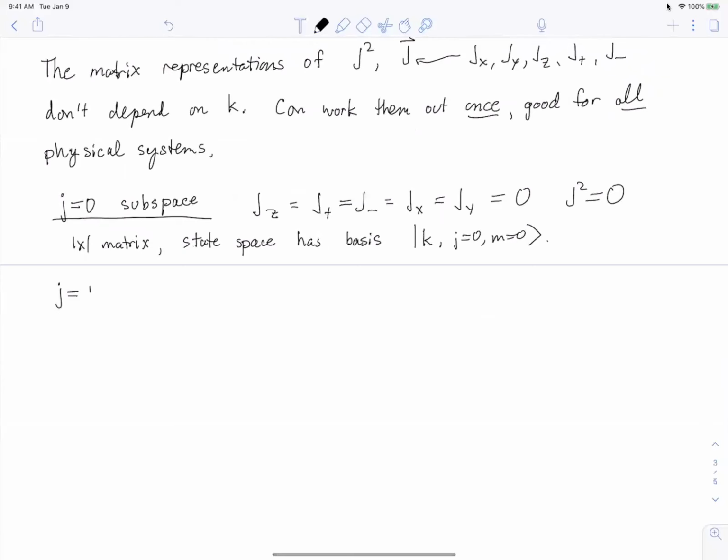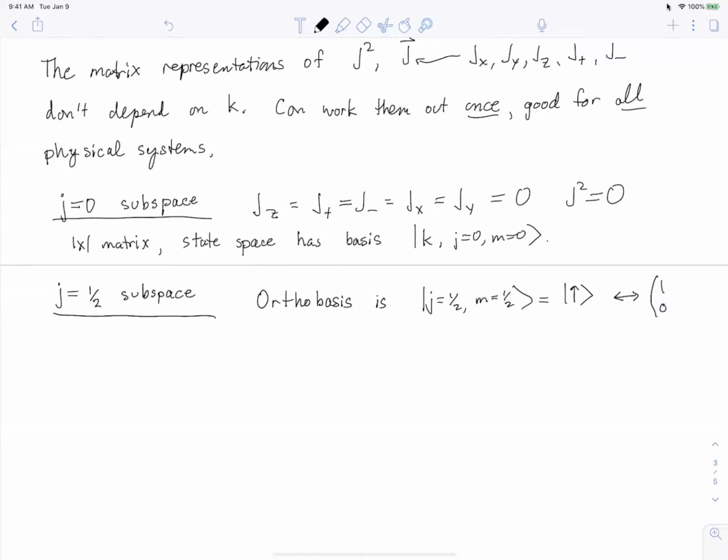The next smallest one is the j equals 1/2 case. First let's write down the orthobasis. I'm going to skip the k label because it just goes along for the ride. First of all, there's a state j equals 1/2, and m can be 1/2. We can write that as the state up arrow, and this corresponds in matrix notation to the vector (1, 0).